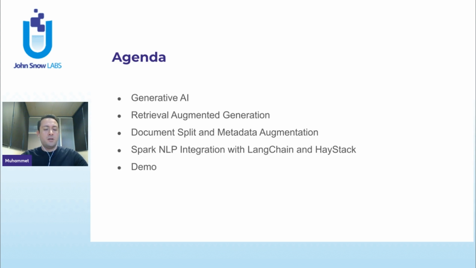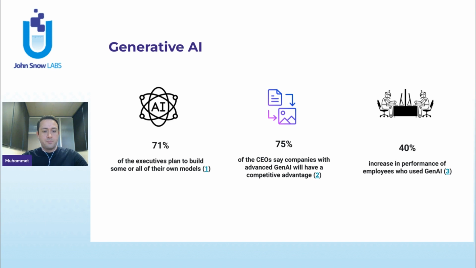Here's the agenda. We will go over generative AI shortly and its challenges, and then the RAG architecture. After that, I will explain how you can implement document splitting and metadata augmentation with Spark NLP, and then Spark NLP integration with LangChain and HayStack.